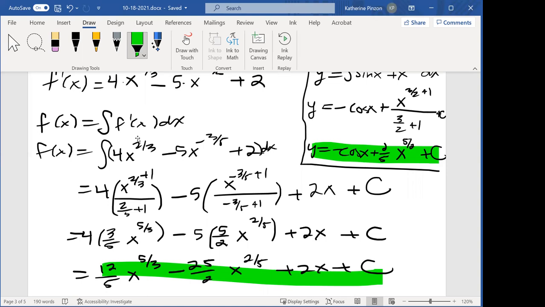We got 2 over 5 because we changed the sign, because we multiplied by the reciprocal. 3 over 2 plus 1 makes 5 over 2. But when you divide by 5 over 2, it's the same as only multiplying. We changed the sign. Yeah. Okay.